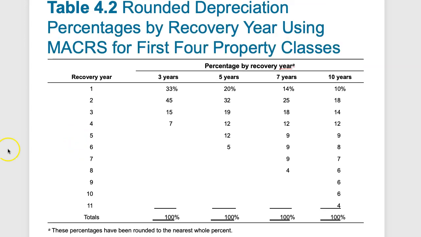So how it's laid out is, if you have a 3-year recovery period, your asset is actually broken up into 4 different depreciation years, because the first year and the last year are considered 6 months.